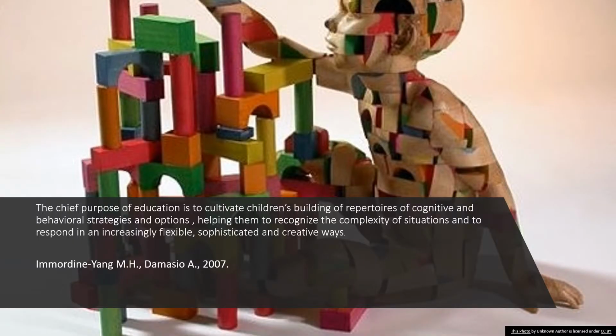I'd like to start my presentation with this definition of the purpose of education by Immordino-Yang and Damasio. The chief purpose of education is to cultivate children's building of repertoires of cognitive and behavioral strategies and options, helping them to recognize the complexity of situations and to respond in increasingly flexible, sophisticated, and creative ways.